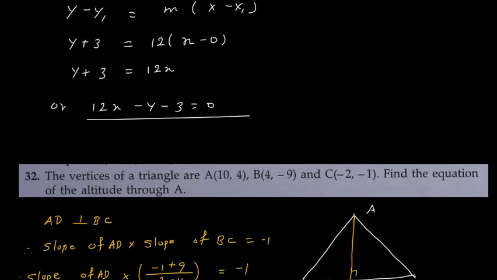This is question number 32. Now here 33rd question. A, B and C are the vertices of triangle ABC. Find the equation of the median of the triangle. So see, this is a triangle ABC. We have to find equation of median. Now what is median?